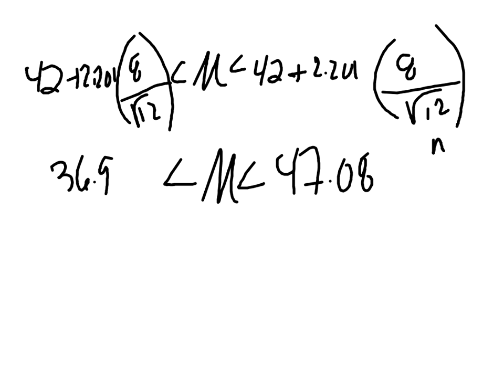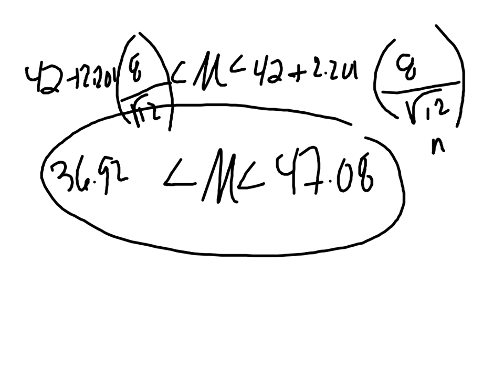Okay, so based on that, these are temperatures, of course. Based on that small sample then, we can be 95% confident that the population mean for the temperatures on Thanksgiving Day is between 36.92 degrees Fahrenheit and 47.08 degrees Fahrenheit.